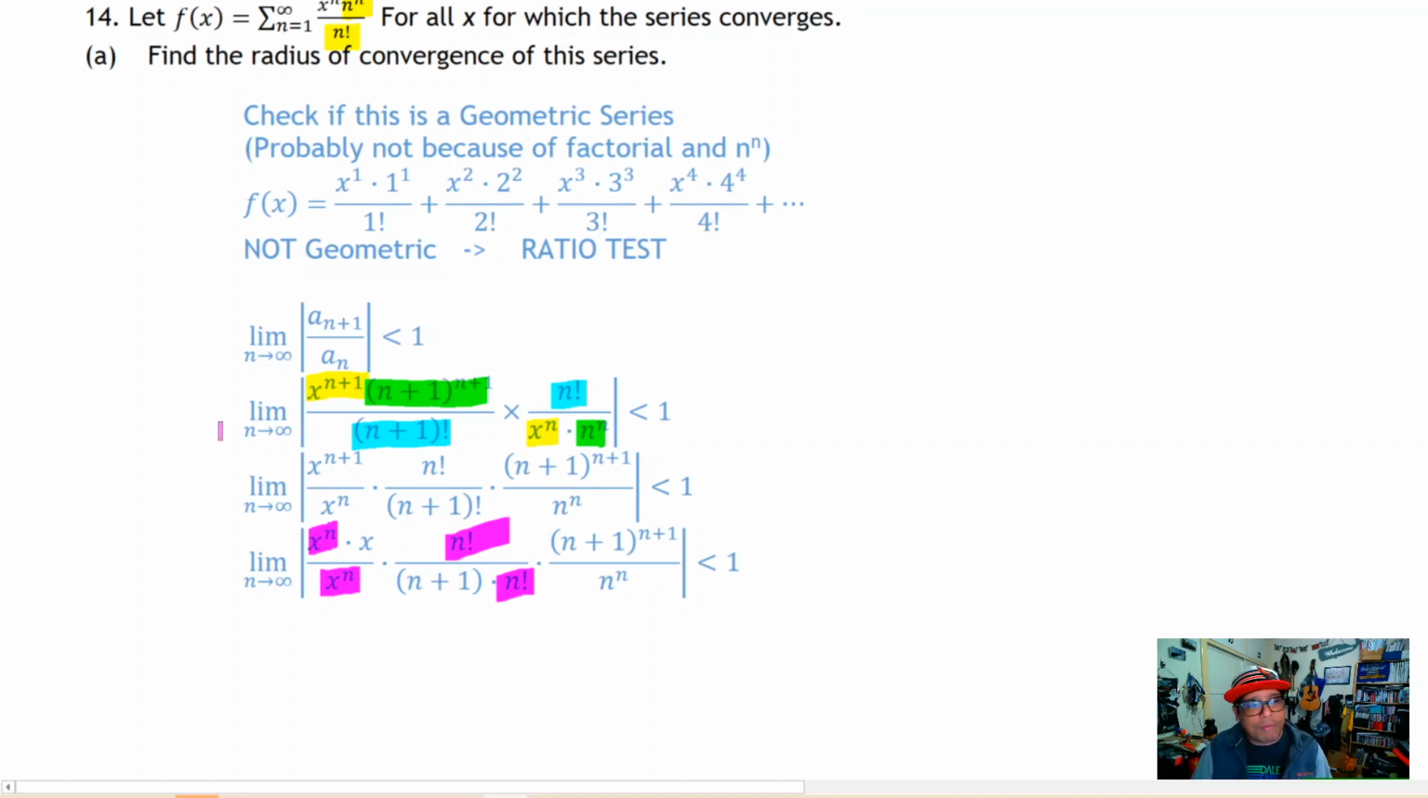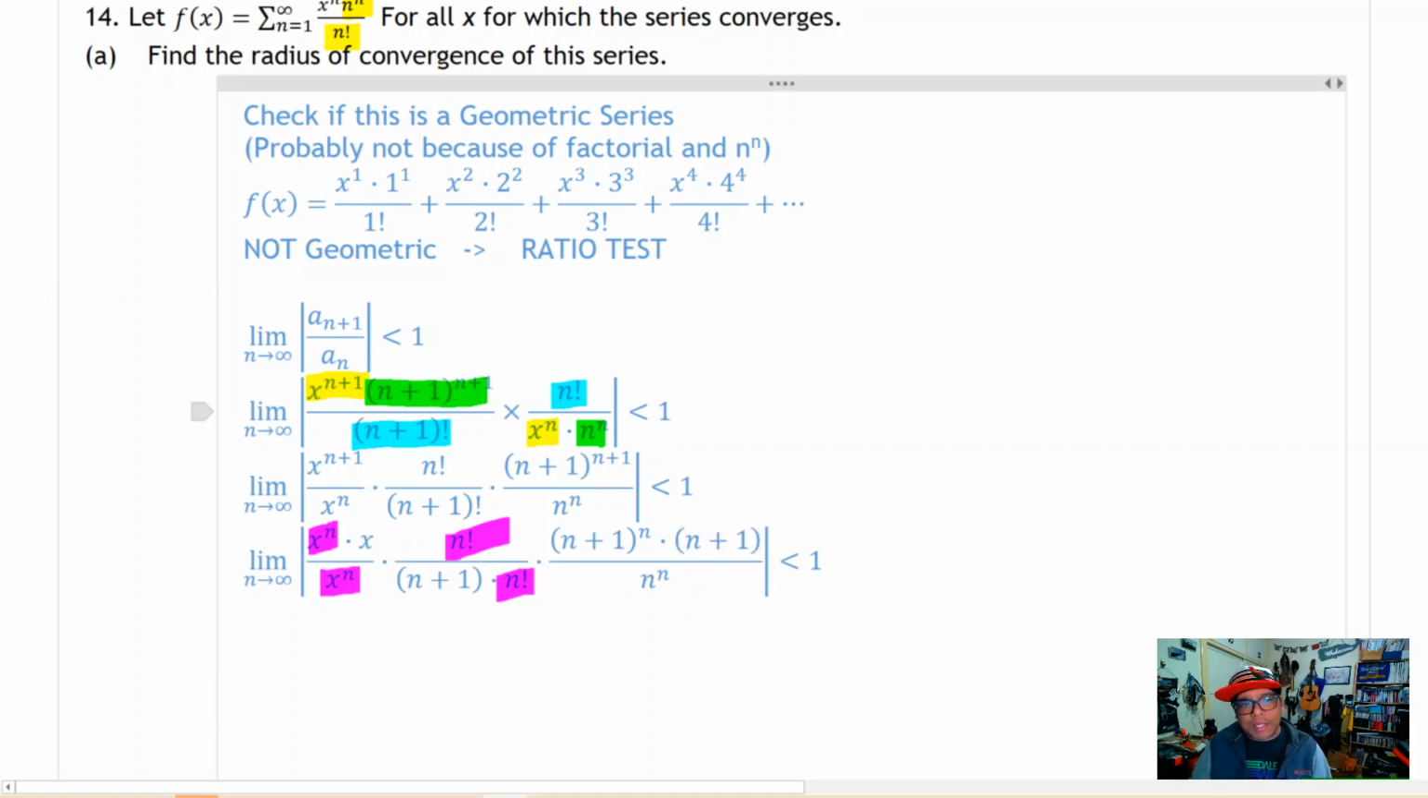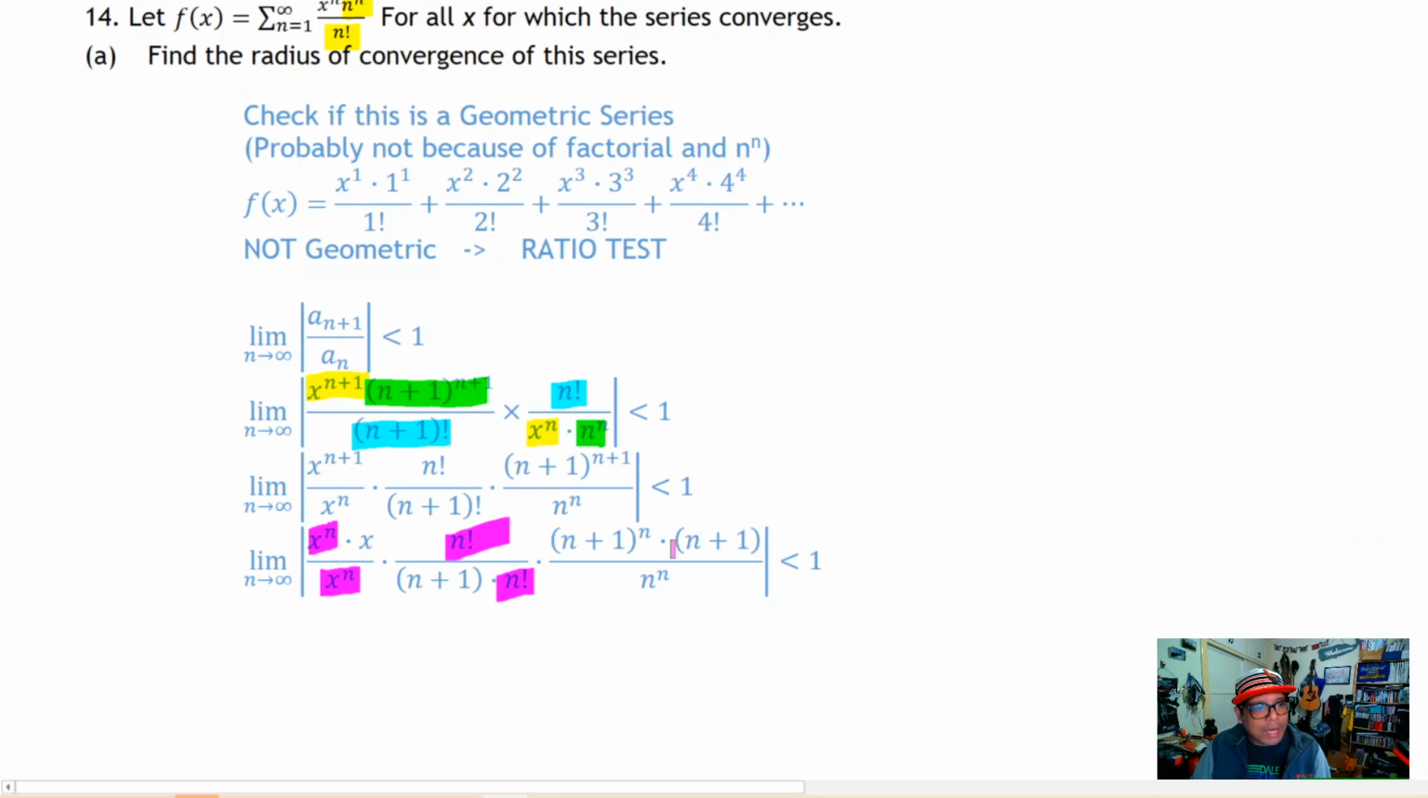Then let's simplify the exponential stuff. And when I simplify the exponential things, I don't actually get to cancel anything from the exponential side, but I do have the advantage of being able to cancel out the n plus 1 from the factorial side. So that works out nicely, and we can see the only things that are going to be left are the x and the n plus 1 to the n and n to the n.